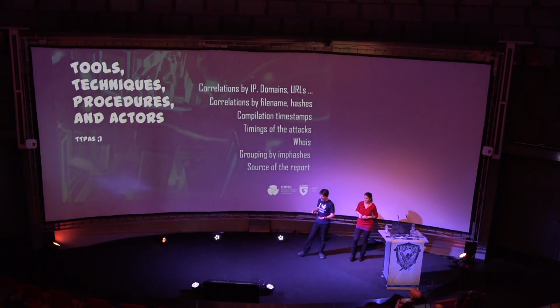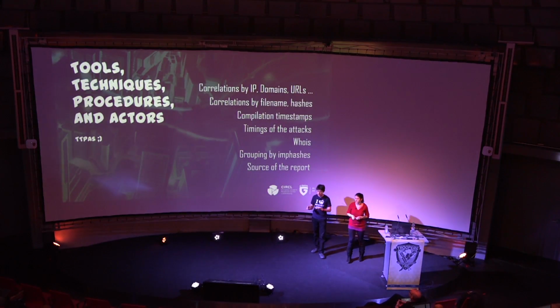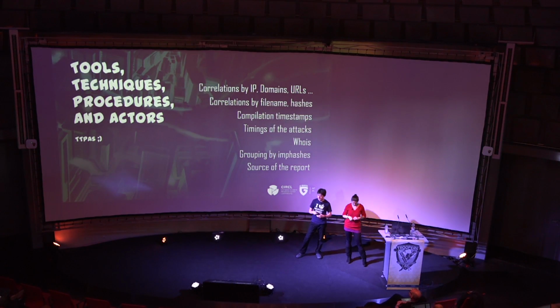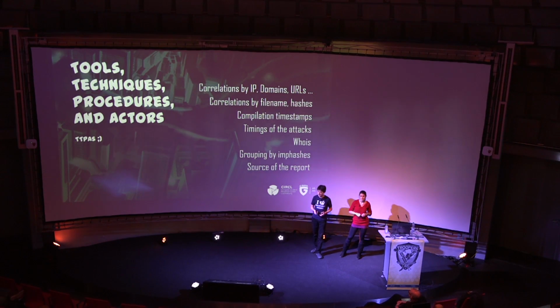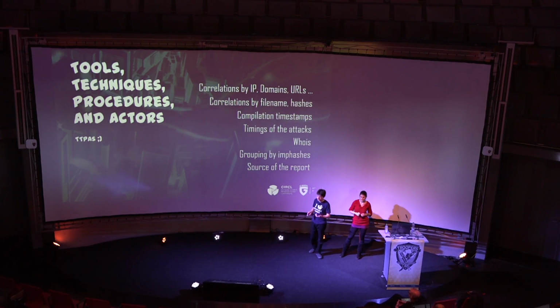So all the tools, techniques and procedures that we can find in MISP, we use all of those to find correlations between all those events. The correlations were on IP, domain and URL for the network attributes, file names and hashes for the malware samples, and compilation timestamps, because it's really interesting. It can obviously be obfuscated and changed, but sometimes the attacker will just miss and leave it there.